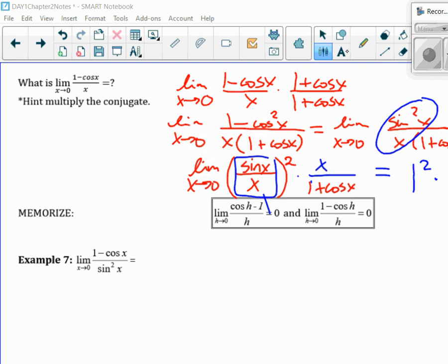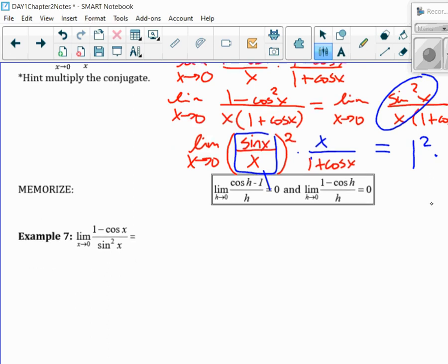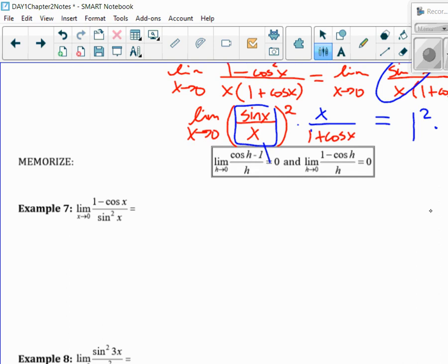So let's do this. So we have this. If I plug 0 in, I get 0 over 0. Everybody understand? We can't do this. So I need to set up that the 1 minus cos x over cos x. So the limit as x goes to 0 of 1 minus cos x. I'm going to scooch the sine squared over.